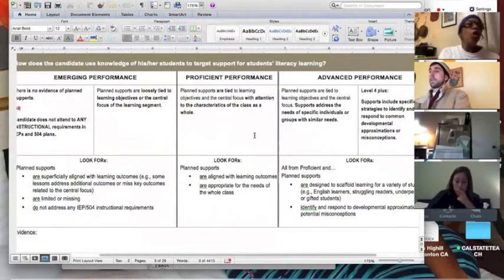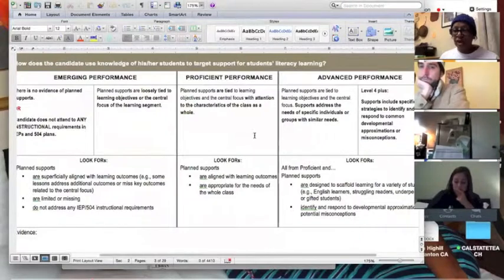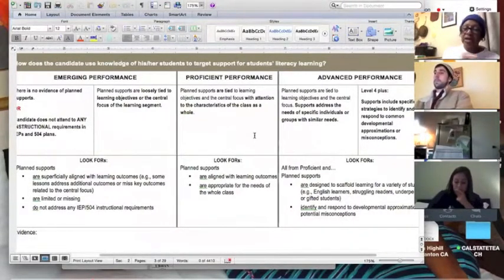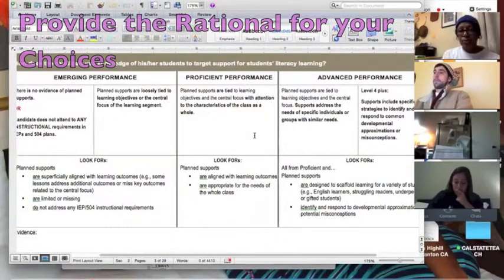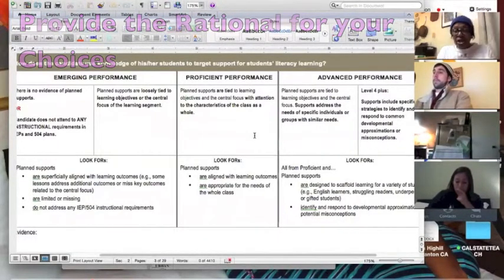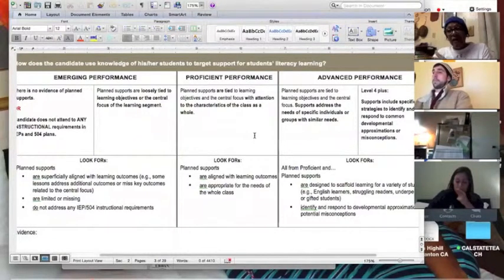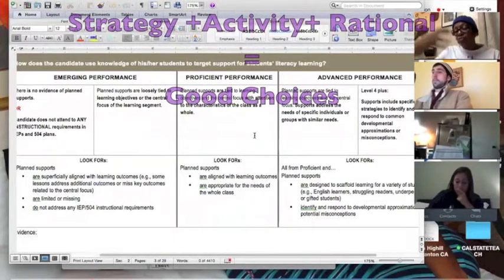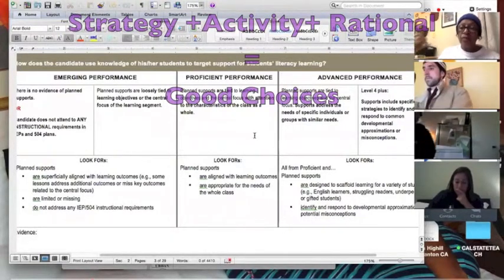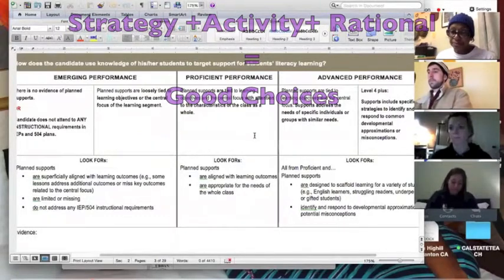Support for the whole class is X, but for the students that are reading below grade level, this is the plan for support for them. And for the students that are gifted, this is the plan support for them. And for my EL student, this is that plan support. And this is why I chose that plan. So it's the strategy and the activity and the rationale. Strategy is teacher choice. Activity is what the students are going to do, and then the rationale for the choice.